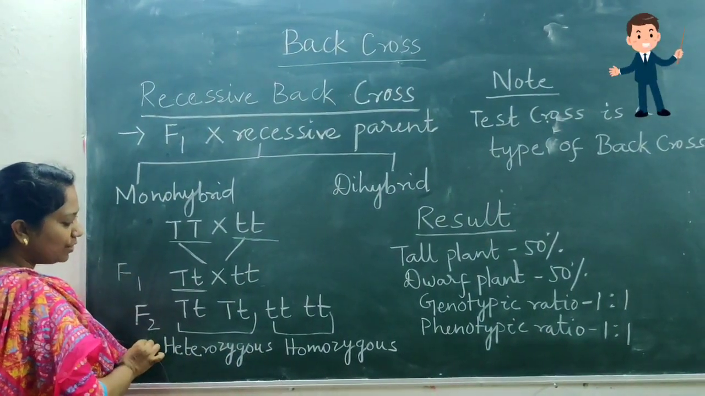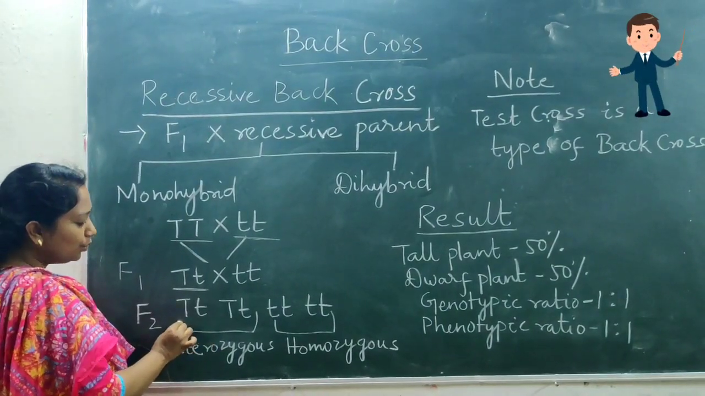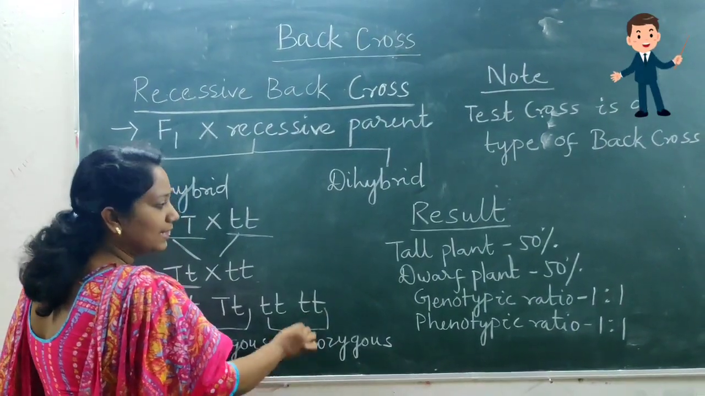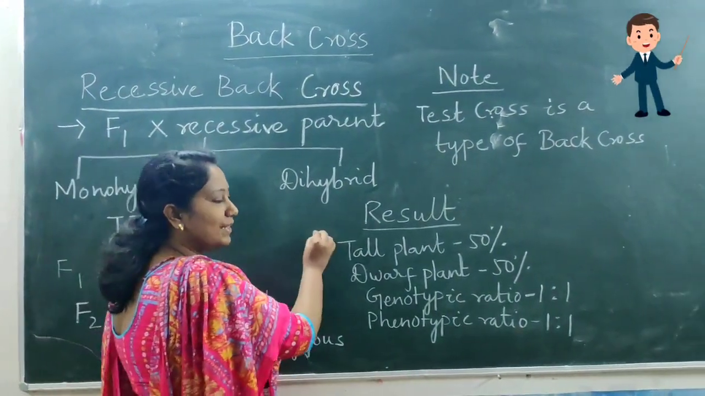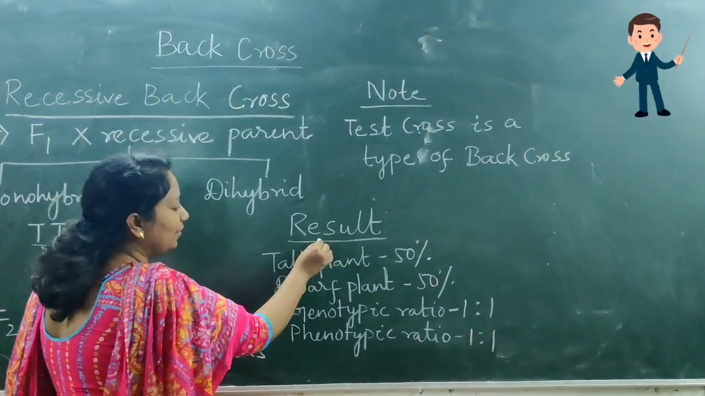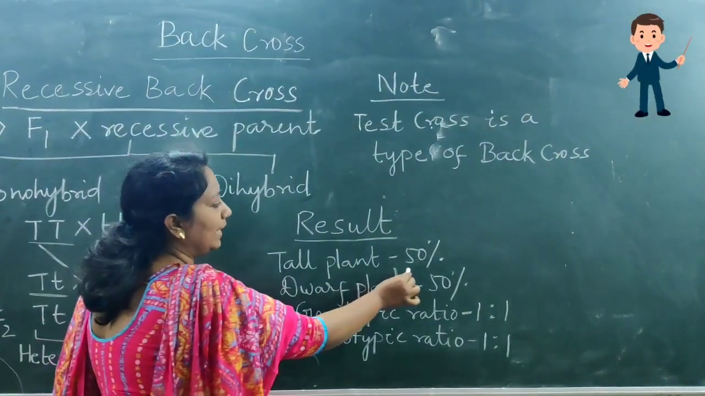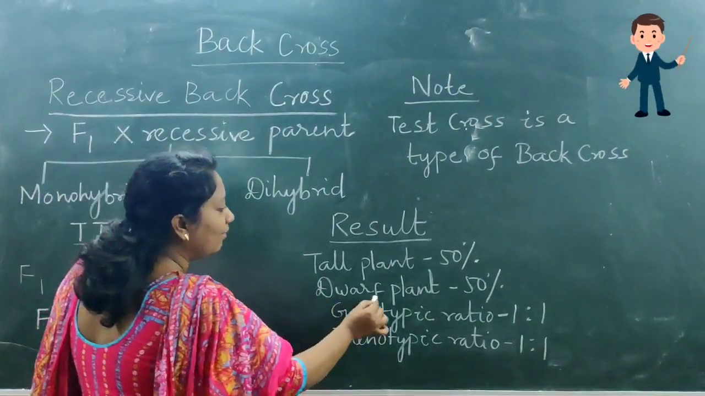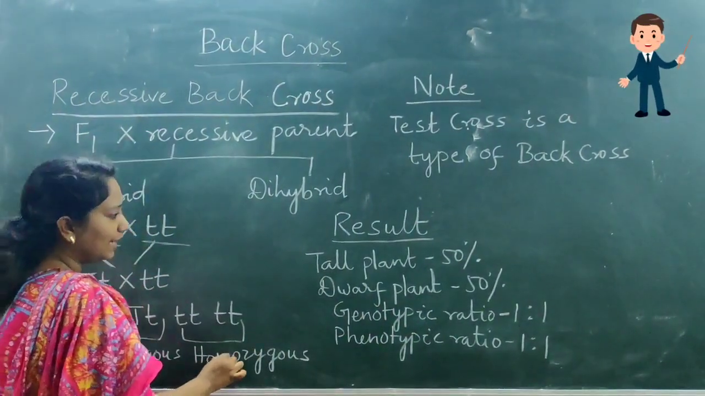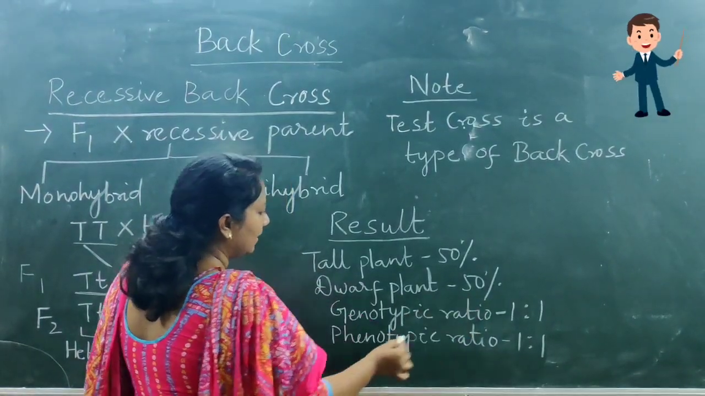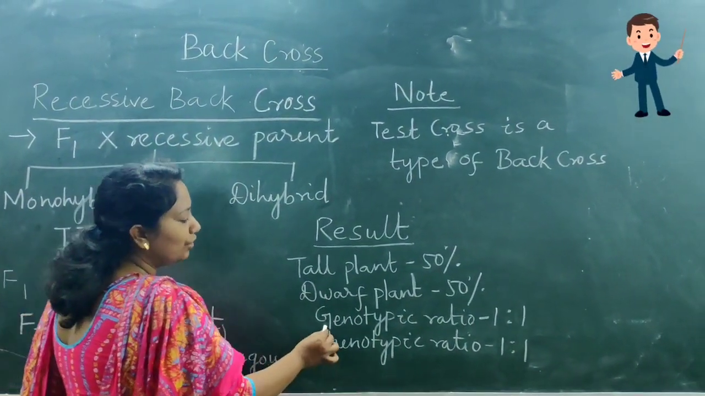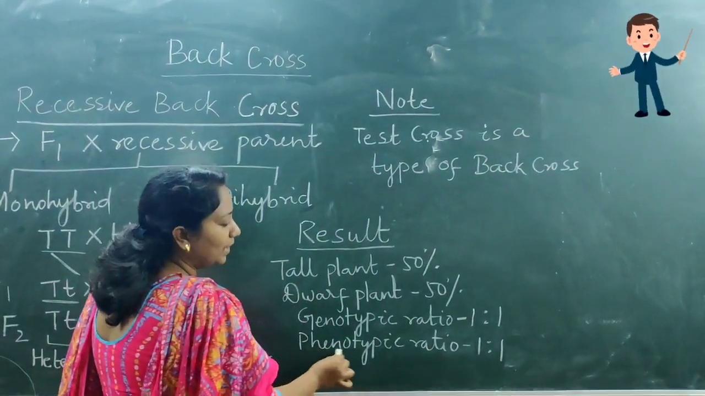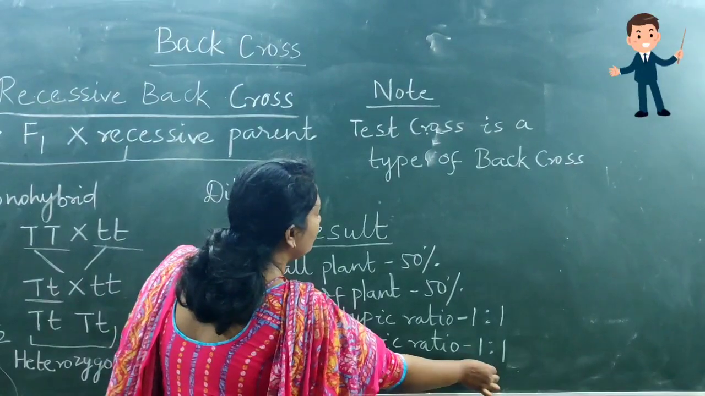When this is crossed with recessive parent, as we are dealing with recessive back cross, then what do we get in F2 generation? We get two heterozygous tall plants and two homozygous dwarf plants. So what is the result of this? The result of this is tall plants we get 50%, which are heterozygous in nature, and dwarf plants which are homozygous in nature, we get 50%. So what is the ratio then? Genotypic ratio comes up to be 1:1 and the phenotypic ratio comes up to be 1:1.